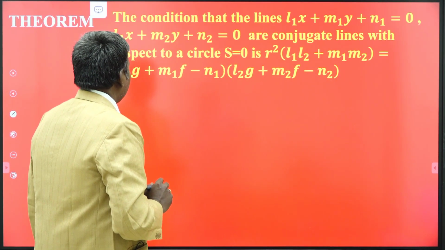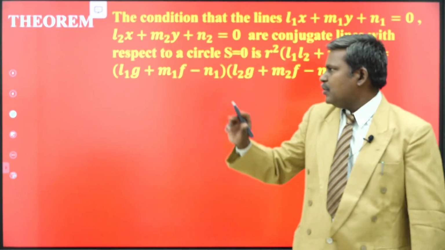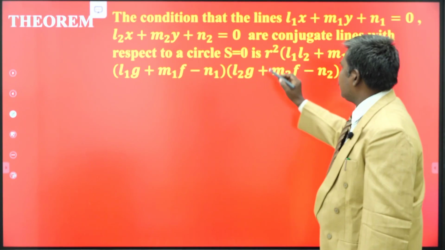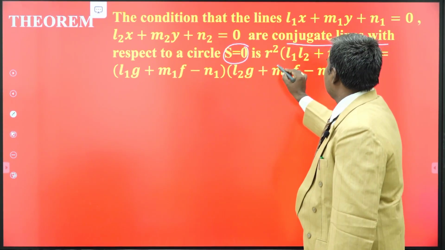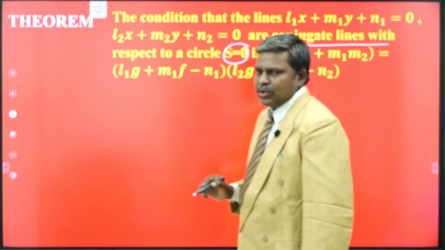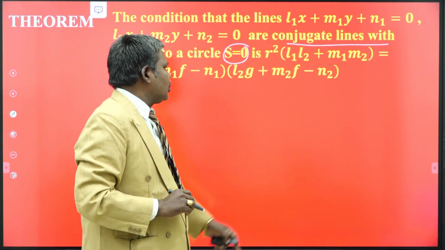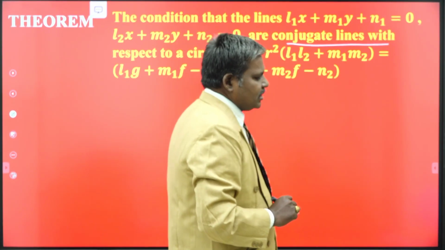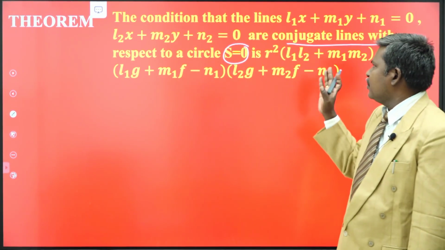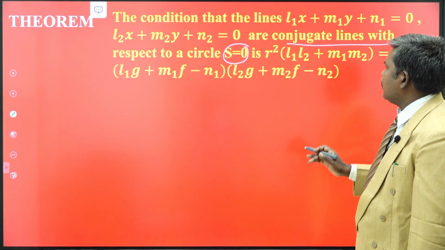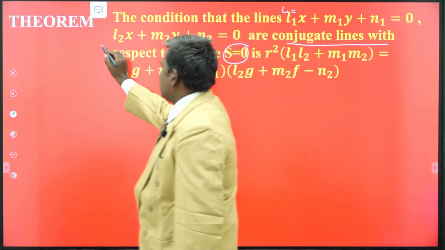Now see this theorem. The condition that the lines L1x + M1y + N1 = 0 and L2x + M2y + N2 = 0 are conjugate lines with respect to the circle S = 0 is this one: R² (L1 L2 + M1 M2) = (L1 G + M1 F − N1)(L2 G + M2 F − N2). This is the condition that the two lines L1 = 0 and L2 = 0 are conjugate with respect to the circle S = 0. This is the L1 line, this is the other line L2, say.